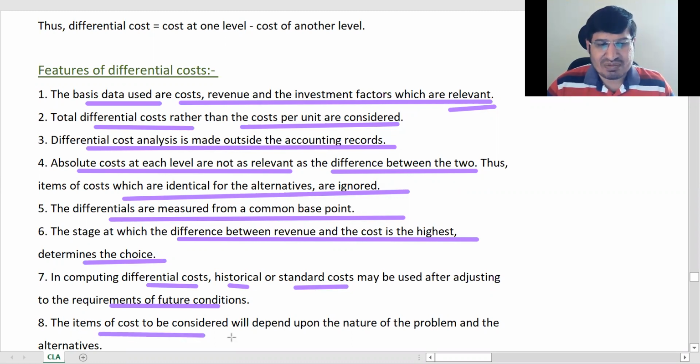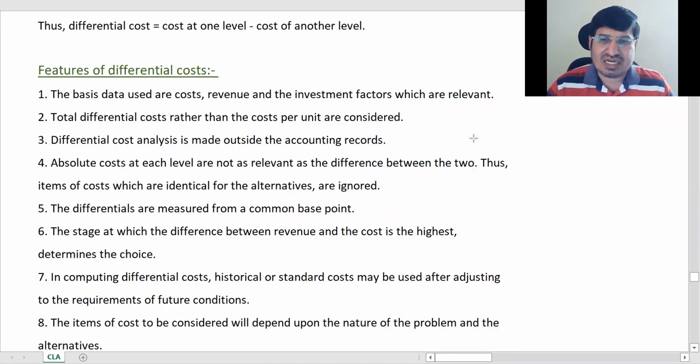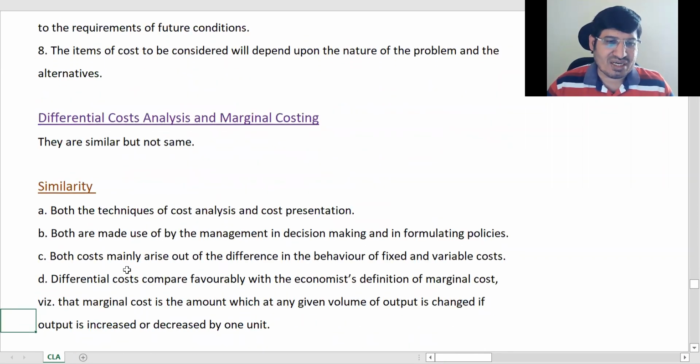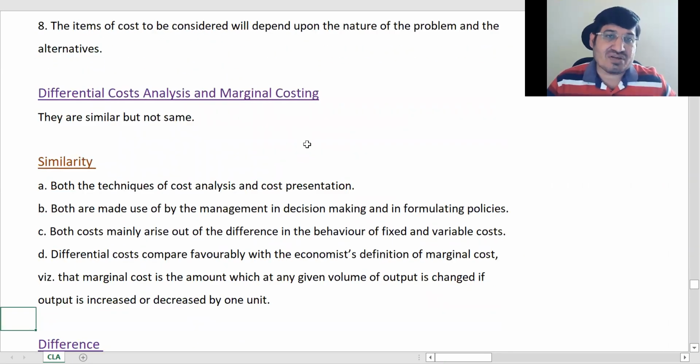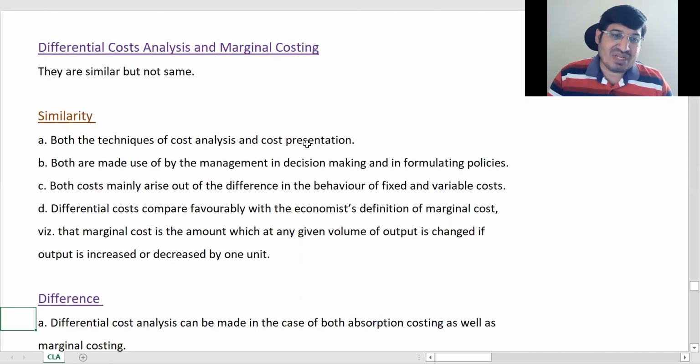Okay, the items of cost which you will consider, what will be relevant and what will not be relevant, depends on the problem, right? It depends on the alternatives we are considering. That is the thing here. Differential cost analysis and marginal costing are similar in the way you are comparing things. In marginal costing also you do that, but they are not the same. Remember, we'll see both similarities and differences in this.